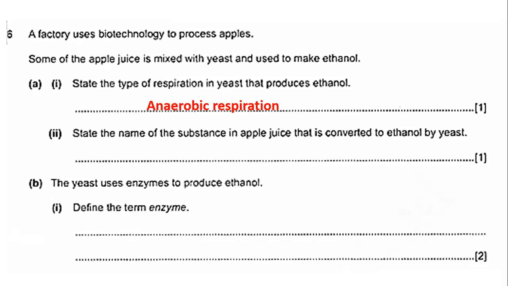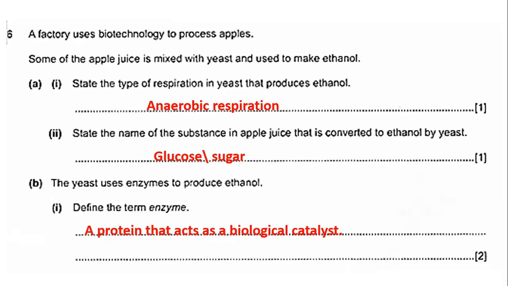Yes, anaerobic respiration. State the name of the substance in apple juice that is converted into ethanol by yeast. Glucose. The yeast uses enzymes to produce ethanol. Define an enzyme. It is a protein that acts as a biological catalyst.